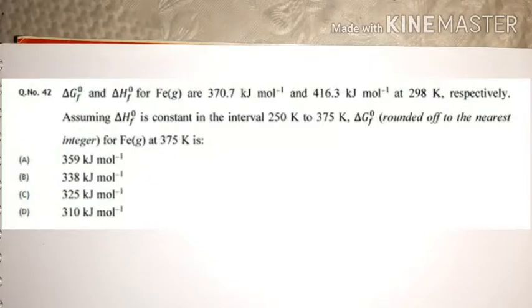Okay, so friends, in this question we have a value of Gibbs free energy and enthalpy for iron gas at temperature 298 Kelvin, and we can find the value of delta G naught f at the temperature 375 Kelvin, and we have the value of delta H naught f that is constant in the interval between 250 Kelvin to 375 Kelvin, and we have 4 options. Understand? So let's do the solution of this question.